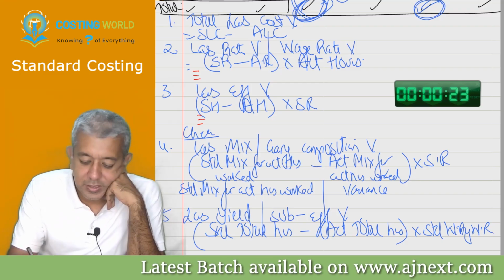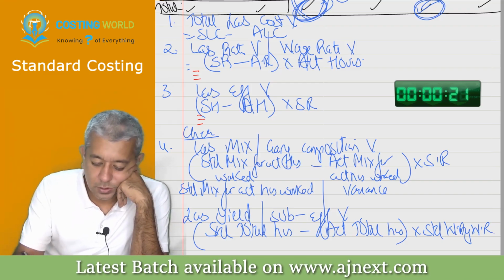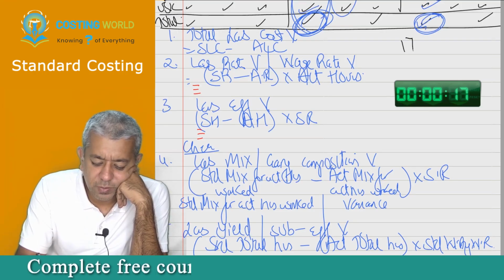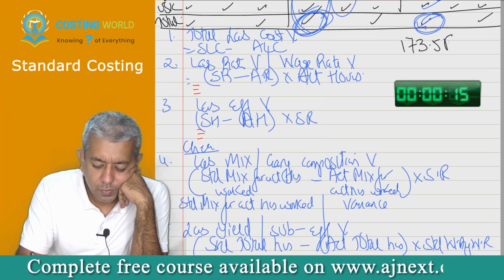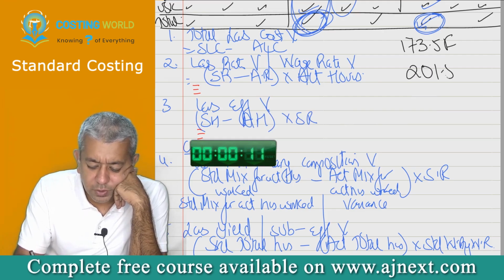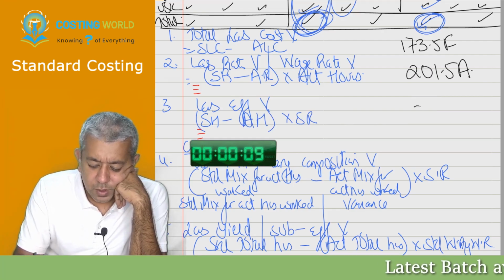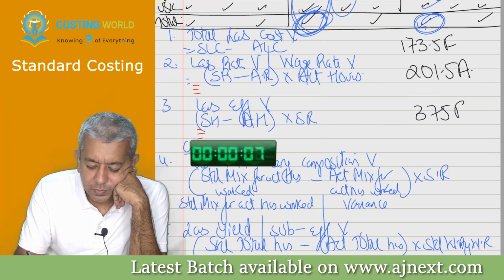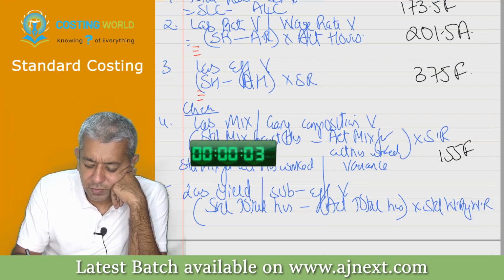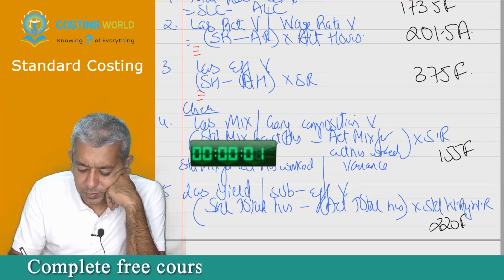If somebody is done, you can try to tell me the answers. 173.5 favorable, then 201.5 adverse, 375 favorable, 155 favorable, 220 favorable.